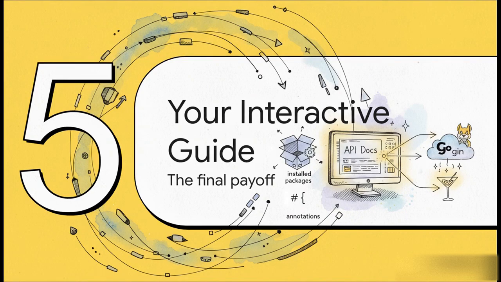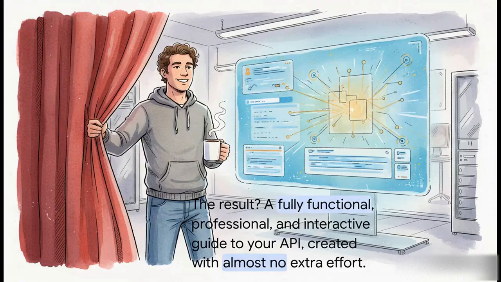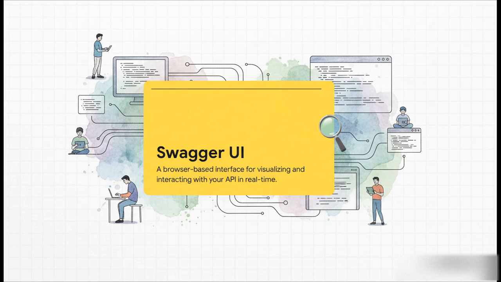Okay, so you've installed the stuff, you've added your comments, you've run that magic command. Now what? What's the big payoff? What do you actually get for doing all this? You get a fully functional, professional, and interactive guide to your API that took you almost no extra effort to create. This, my friends, is the Swagger UI. It's this gorgeous browser-based interface where literally anyone, your front-end devs, other back-end devs, your QA team, can see every single endpoint. They can understand what it does, what it needs, and here's the killer feature. They can actually try it out and see the response right there in the browser.